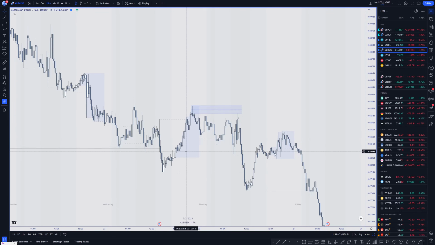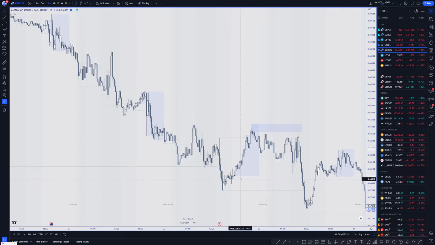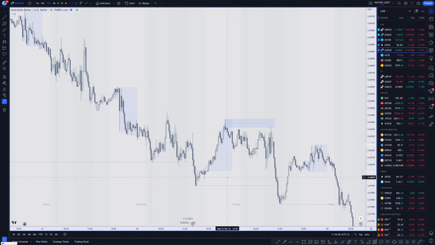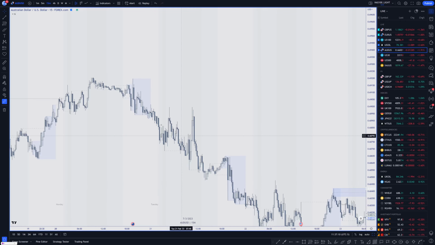Well, Australia is part of APAC, right? So the reason it moves is because the primary trading session for the Australian dollar is Asia. So if you live in Australia or in Asia, Aussie dollar is a fantastic major pair to trade because it gives you a lot of opportunity to take advantage of the volatility that you'll see in Asia session.